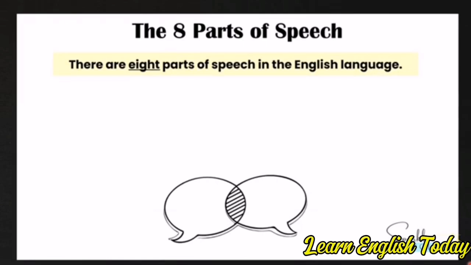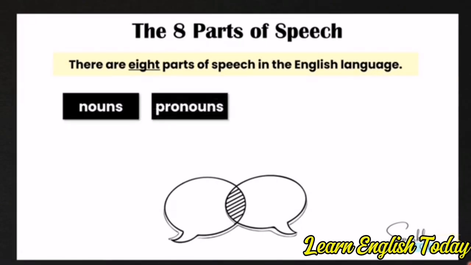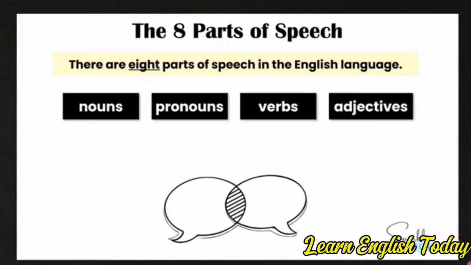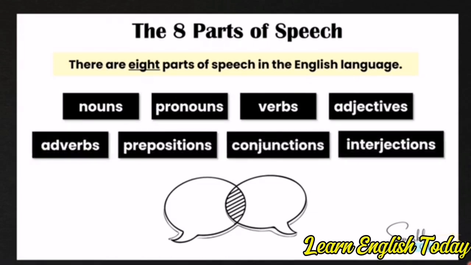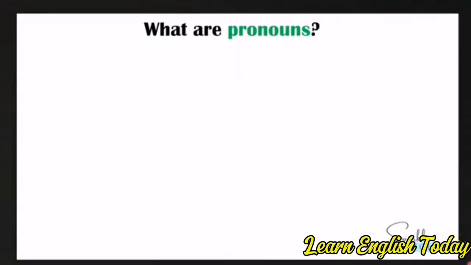All, there are 8 parts of speech in the English language: nouns, pronouns, verbs, adjectives, adverbs, prepositions, conjunctions, and interjections. In today's lesson, we're going to talk all about pronouns. So let's get started. First of all, what are pronouns?